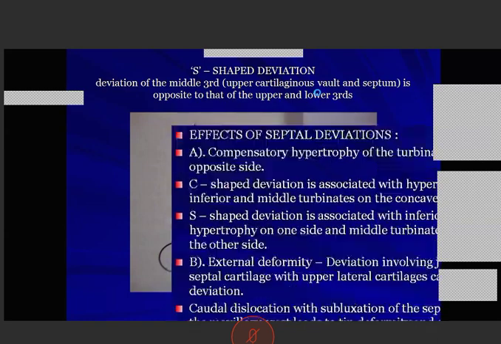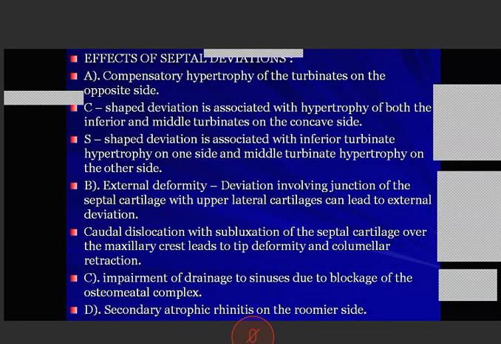So, effects of the septal deviation. Now we have taught about the types of deviations of the septum, etiology, and what effects you get with septal deviations. A compensatory hypertrophy of the turbinates on the opposite side can occur, as we said. When there is an obstruction on one side, there is roominess on the other side. To compensate for that roominess, the inferior turbinate hypertrophies. So there is a compensatory hypertrophy.